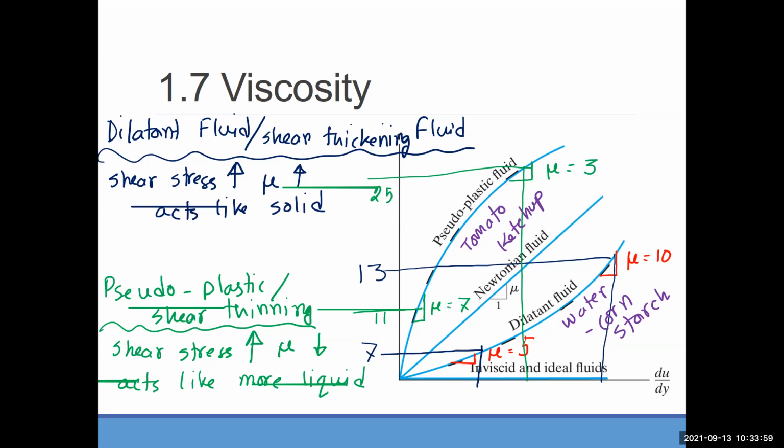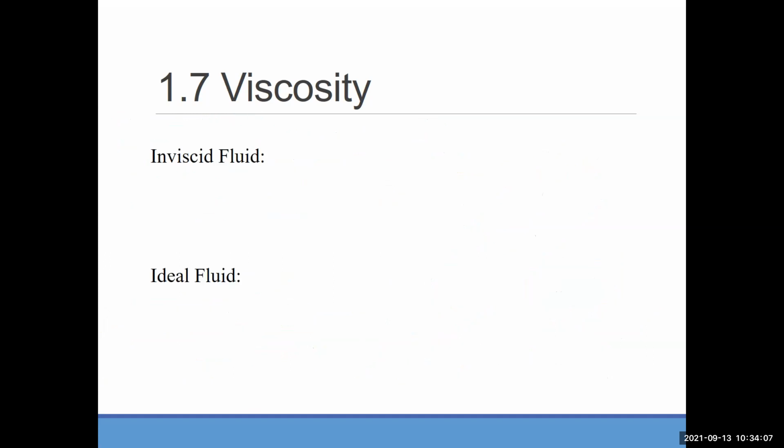Okay, good. There is one more type. These are two major types. There is one special type. It is called inviscid fluid. So inviscid fluid is when the viscosity is 0.